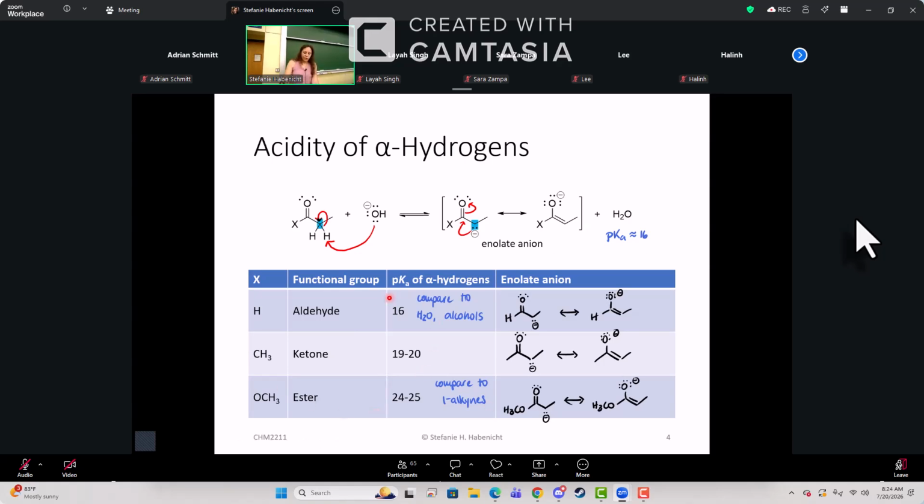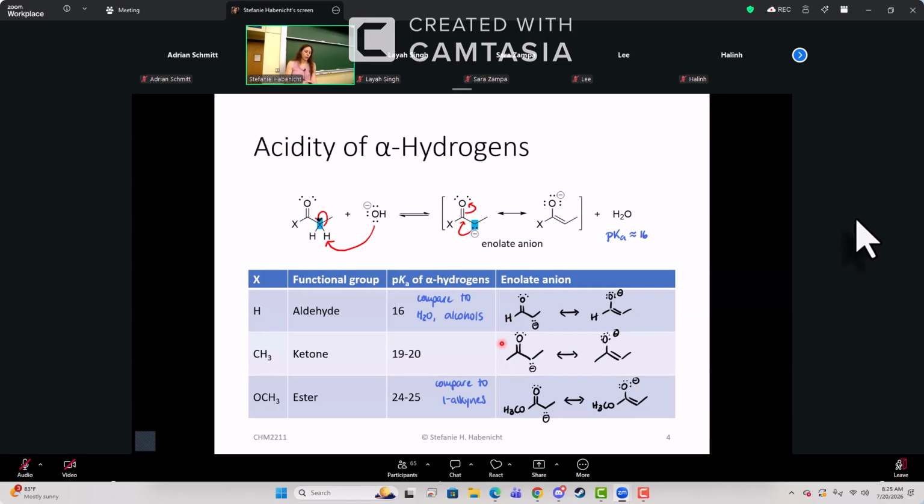Now, looking at the difference in acidity, we know that a weaker acid has a less stable conjugate base. A stronger acid has a more stable conjugate base, which means that the enolate formed from the aldehyde among the three shown here is the most stable one, and the enolate formed from the ester is the least stable one. So there must be some structural feature that destabilizes the enolate anions of the ketone and the ester compared to the aldehyde. And what is the only difference between these structures? It's X, right? So how could this methyl group compared to this hydrogen affect the stability of the enolate anion?